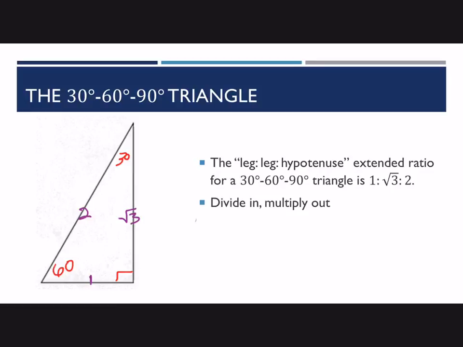Let's say the shortest leg measures, let's say it's 2 square root 3. We'll pick something different.